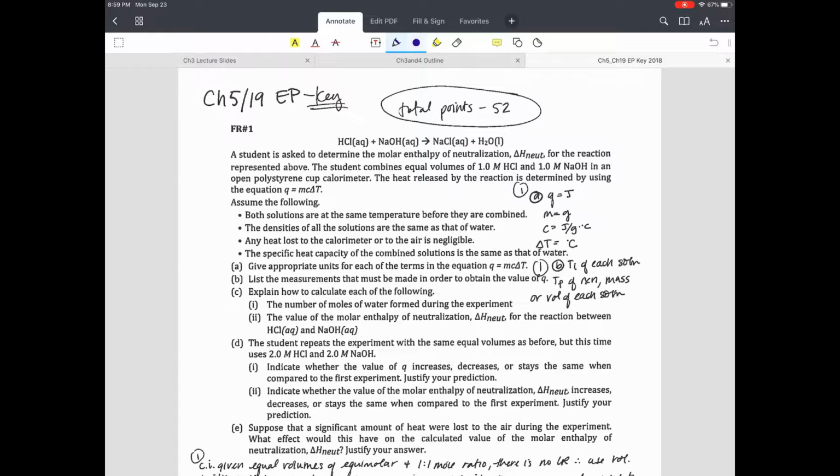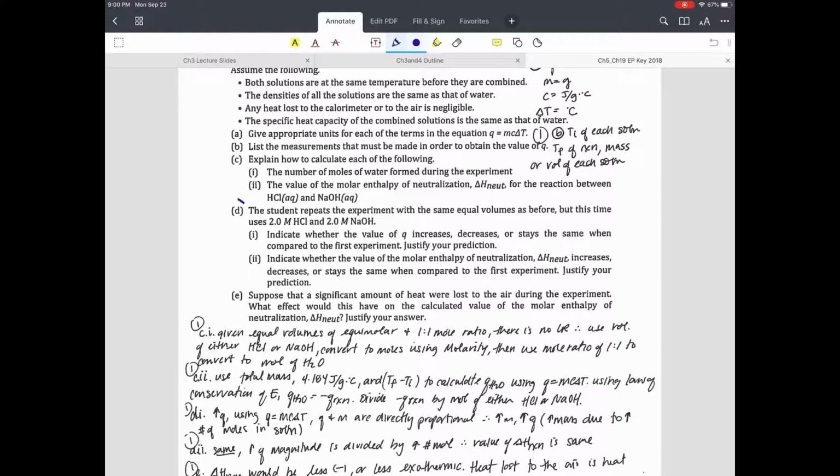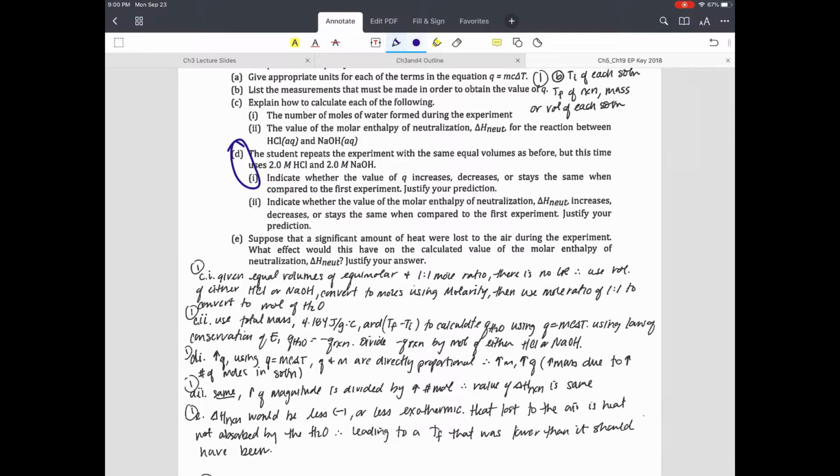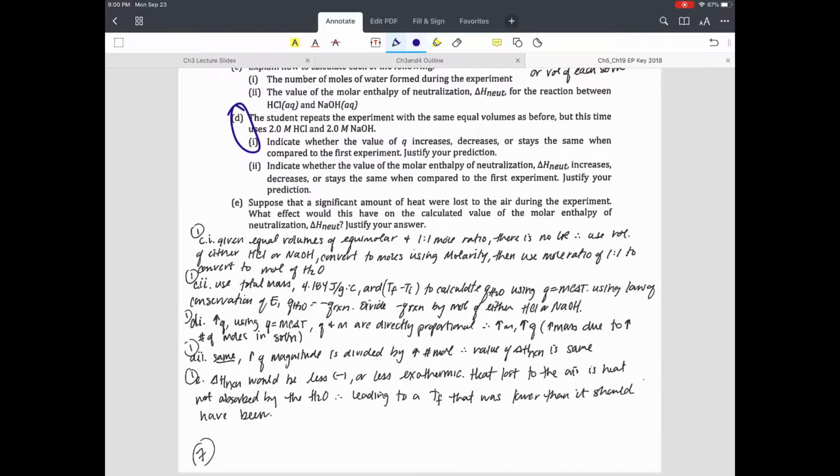I haven't graded all of them, so it is possible that what I'm going to say only applies to the half of the packets that I looked at, but nonetheless, I feel like these are useful things to point out. So first of all, here, 1D sub 1: Indicate whether switching from 1 molar to 2 molar reactants changes the value of Q.